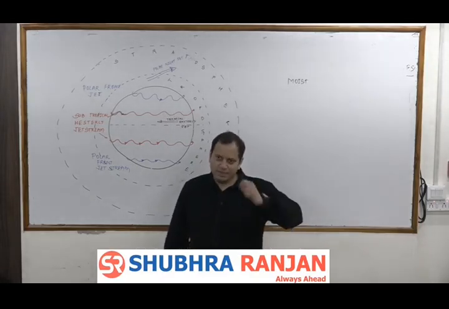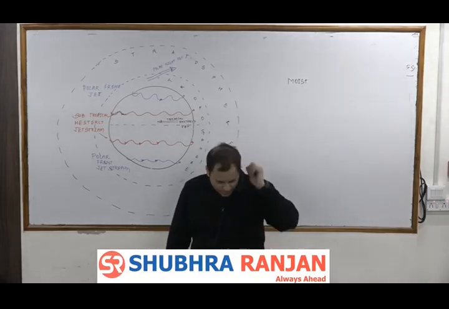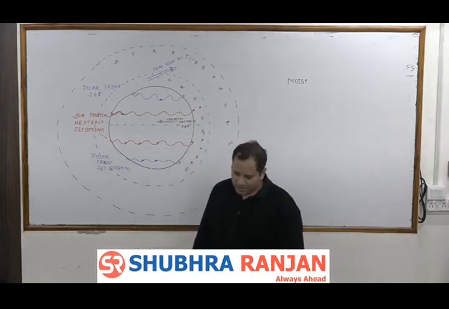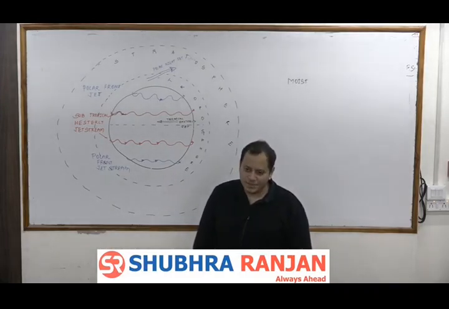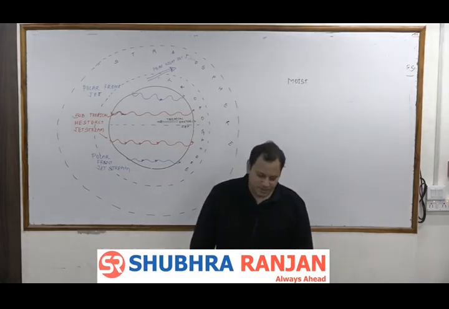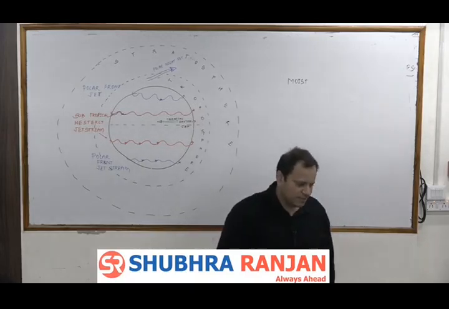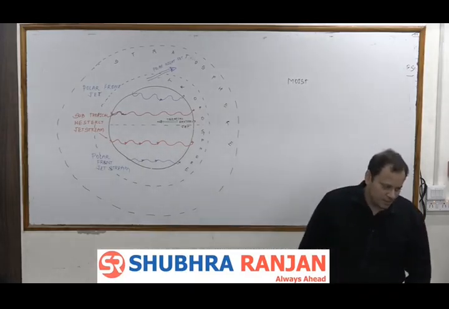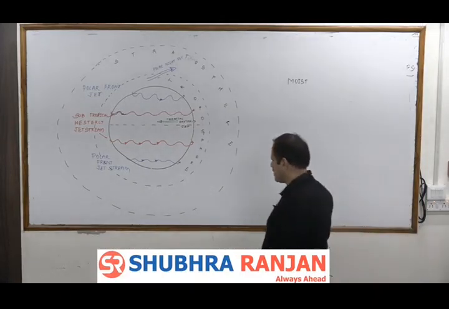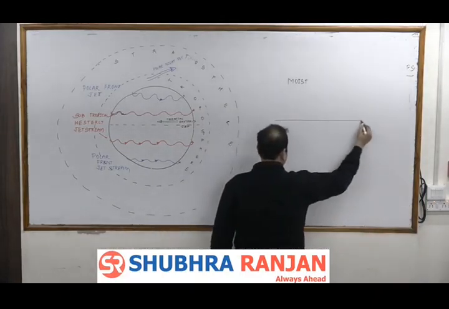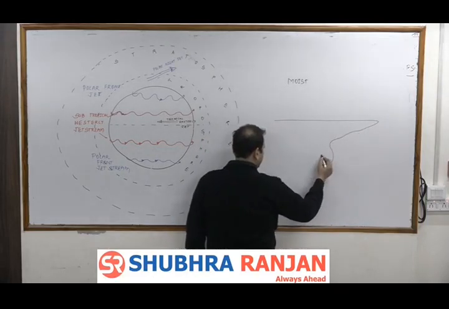These westerly winds give winter rainfall known as what? Western disturbances. These westerly winds give winter rainfall known as western disturbances.